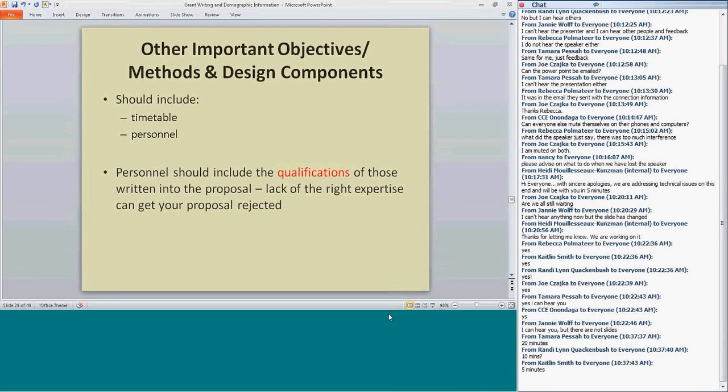Next thing, in terms of other important objectives and design components, you want to include a timetable so they have a sense of how you're going to get it done in the time allotted, and personnel. It's important with the personnel that you're not just giving a bio that is real general. You want to speak specifically to the qualifications of those folks that are going to be working on a project with respect to what it is that you're doing, for that particular funder and that particular project.